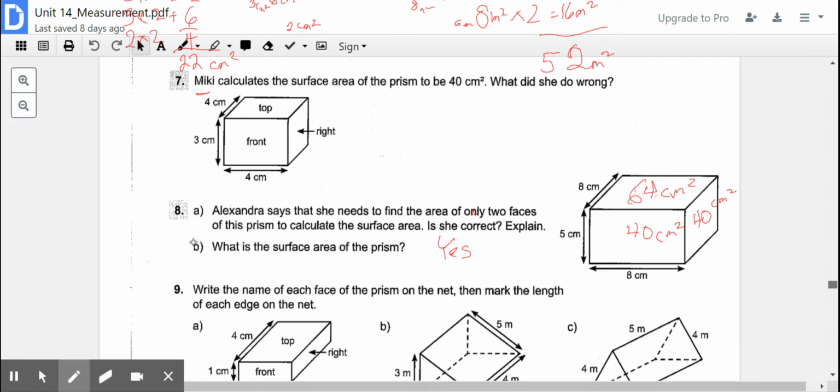Now I'd like you to do the second part. I'd like you to actually find the surface area of this prism. Go ahead and do that one.